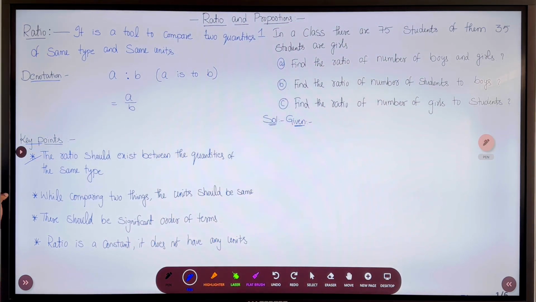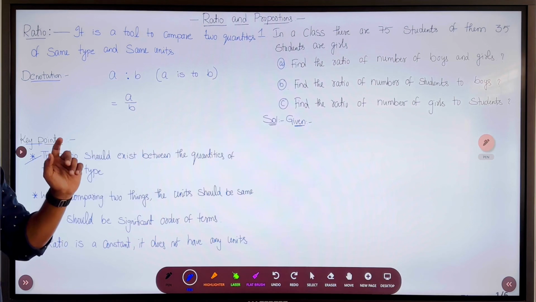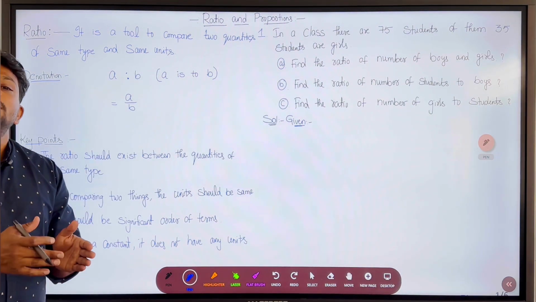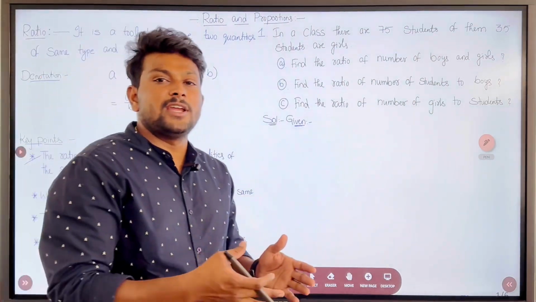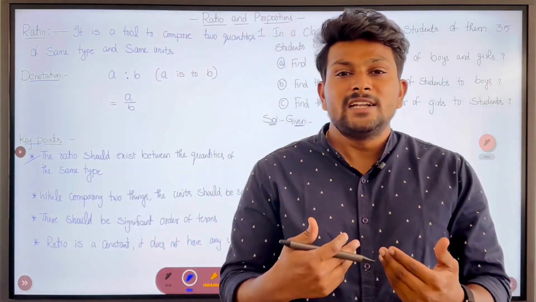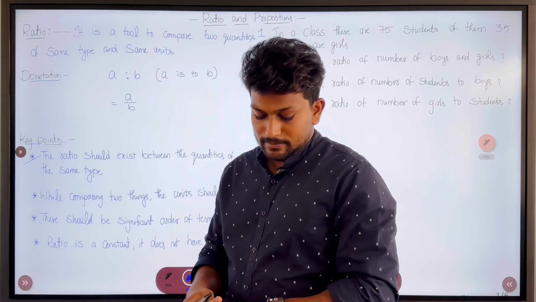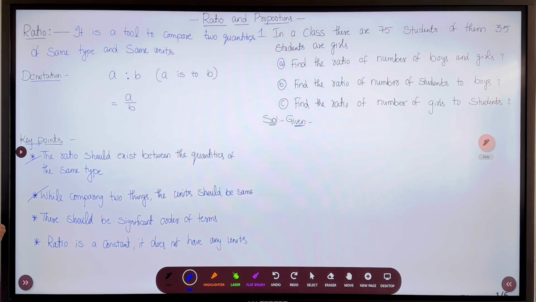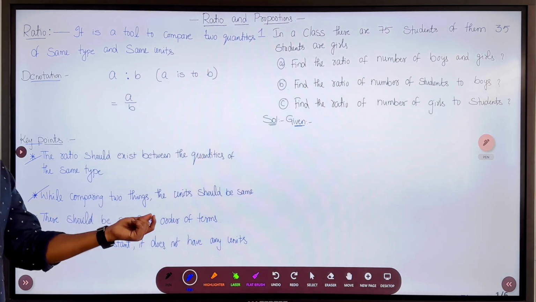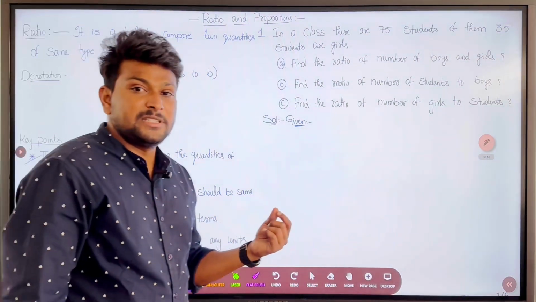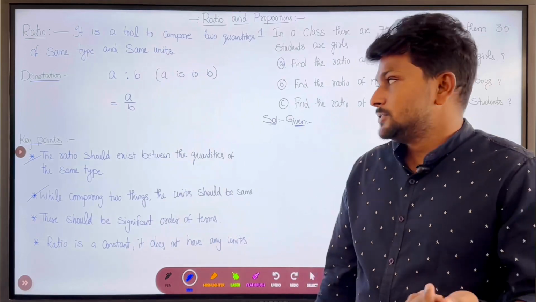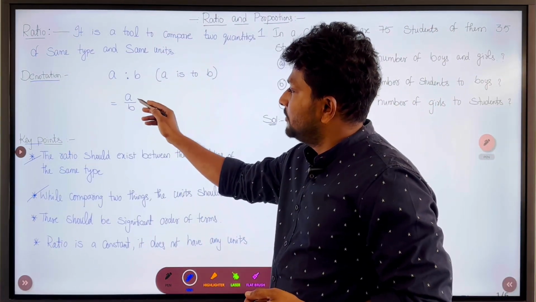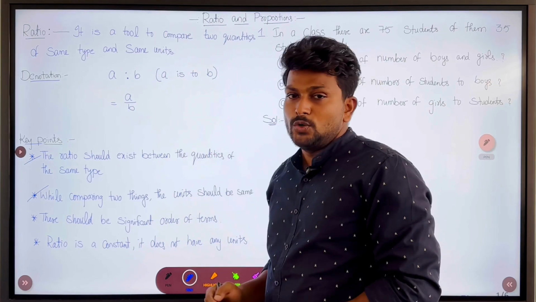While comparing two quantities, the unit should be same. So if we are comparing two lengths, if we take meters, it must be in meters. If we take centimeters, the second term must be in terms of centimeters only. Okay. So that is the second point. Next, third point, there should be significant order of terms. So what is meant by significant order of terms? When we are comparing two quantities, A and B are two quantities.